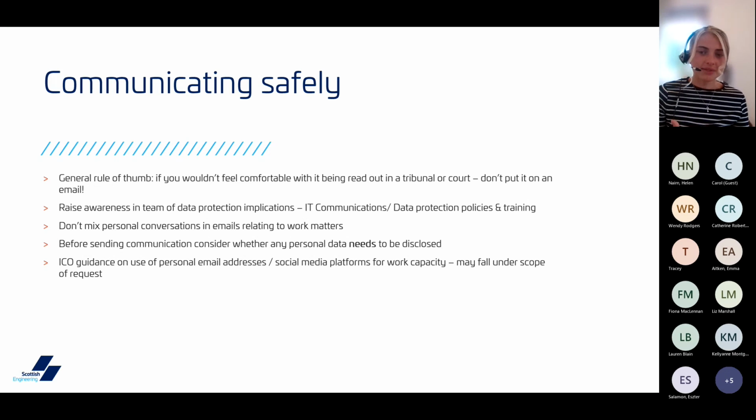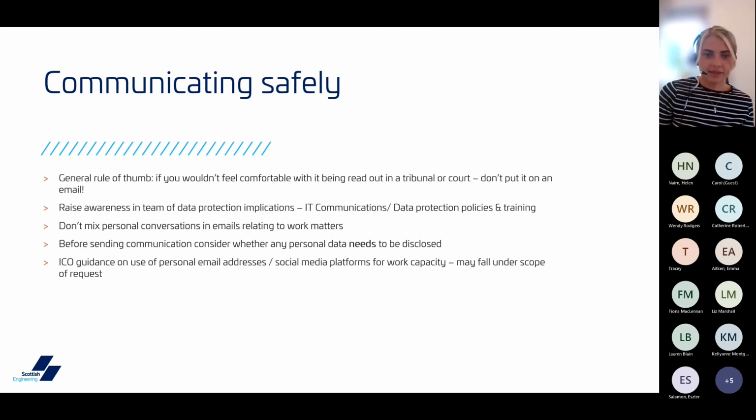And as I was saying earlier, on the really useful CPD I've been going on, there's a few tips on communicating sensibly and safely within your workplace. A few of them really got me thinking. So general rule of thumb, if you wouldn't be comfortable with it being read out in a tribunal or court, don't put it in an email. The amount of times someone will make a data subject access request, and something really embarrassing gets disclosed, and obviously it doesn't look the best if you're participating in any sort of litigation.